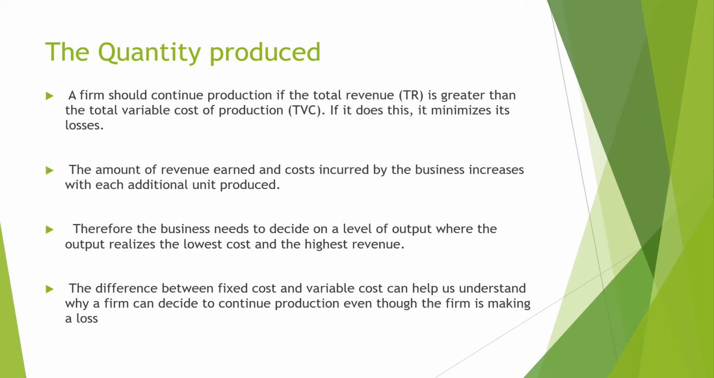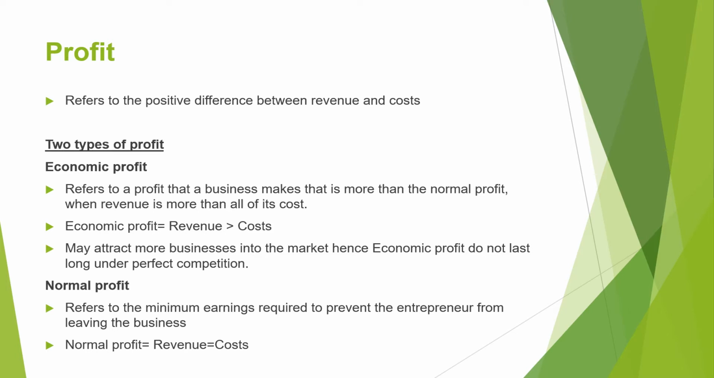So we will be continuing and looking further at profit. When we are talking about profit, which we have been mentioning, we are referring to an addition in comparison to what we had and what we spent. This refers to the positive difference between revenue and cost. There are two types of profit. A business can either make economic profit or normal profit.